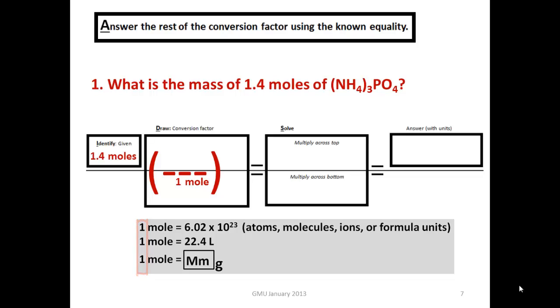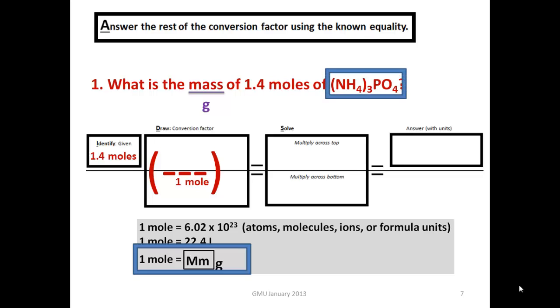Now, 1 mole is in every equality, so we're not sure which one to use. How do we know? We look at the question. In the question, it is asking, what is the mass? Well, mass means grams, so we'll be using the equality that deals with grams, the third one right here. And it says 1 mole equals MM in a box grams. The MM stands for molar mass, and it's in a box to remind you that you'll need to look at the periodic table to figure it out.